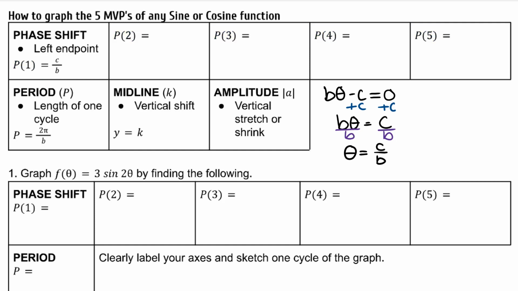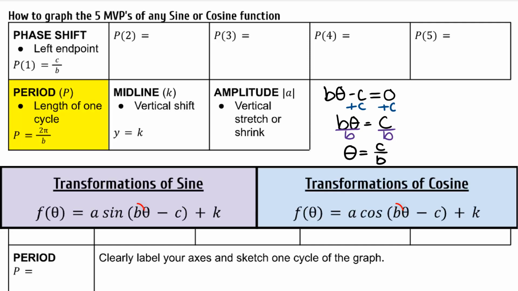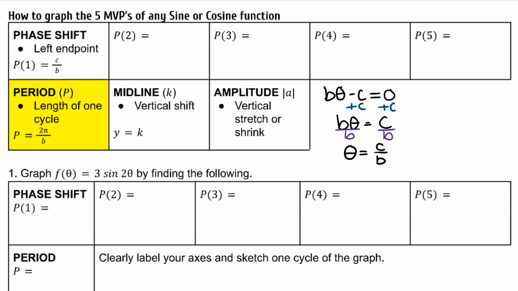After finding the phase shift, which is P1, find the period of the function. Because the coefficient of the input represents horizontal stretch or shrink, it will directly affect the length of each cycle, or the period. Since the natural period of sine is 2 pi and horizontal stretch or shrink uses the reciprocal, we're going to take 2 pi and divide by b to get any transformed period.